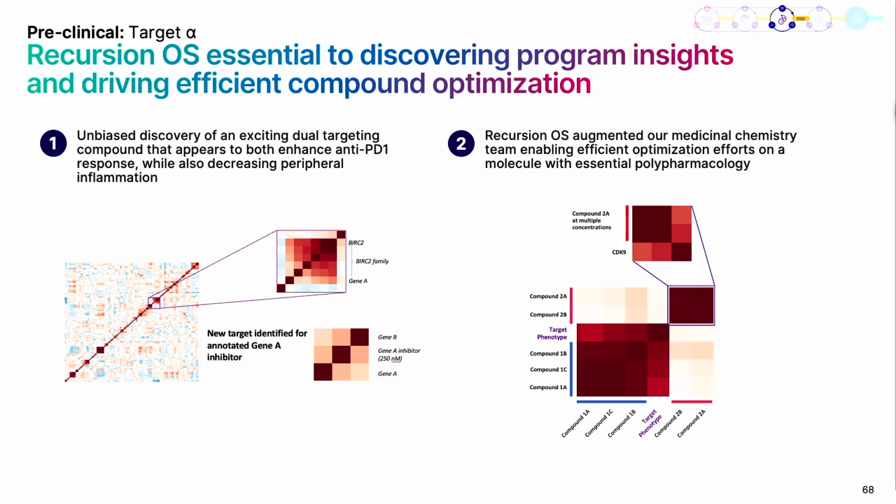So let me just give you the overview of target alpha, and then I'll move on to gamma. So I showed you here how we used our maps to combine external data sets with our internal map in order to find this magical compound that has polypharmacology that can potentially both increase response to checkpoint inhibition as well as decrease peripheral inflammation, and then how we used our maps to actually augment our chemists to drive chemical optimization for this program, including when we went off the rails, what exactly had happened.